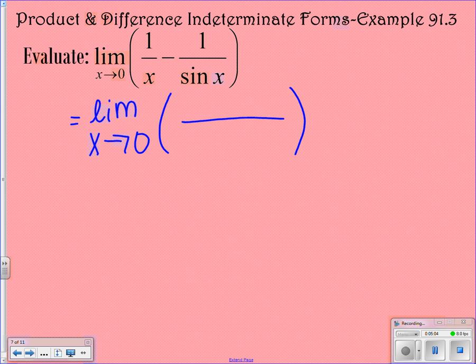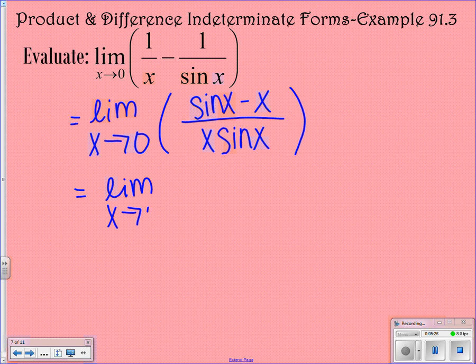Common denominator is going to be x times sine x. And then we're going to have sine of x minus x. And if we plug in 0, sine of 0 is 0, minus 0, that's 0. And then 0 times sine of 0 is 0. So 0 over 0 is indeterminate. So we need to take the derivative of each of our functions.